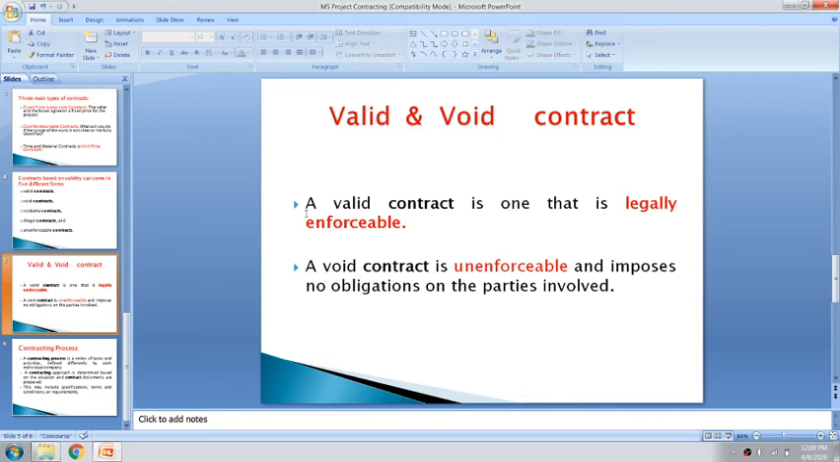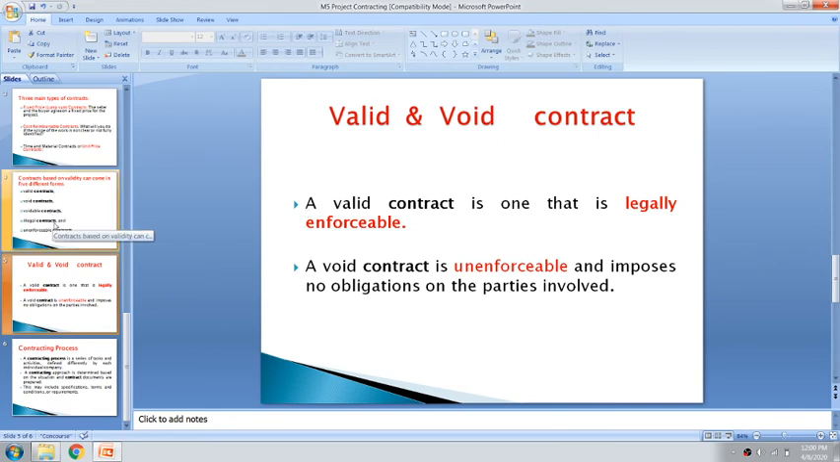And the second one is void contracts. There are going to be voids in the contract. When there are voids in the contract, we can say it is unenforceable. Nobody can strictly say you have to, because it is voidable. There is a possibility that the contract can be void. So that is what we call a void contract. So basically the contracts we execute are valid contracts and void contracts.